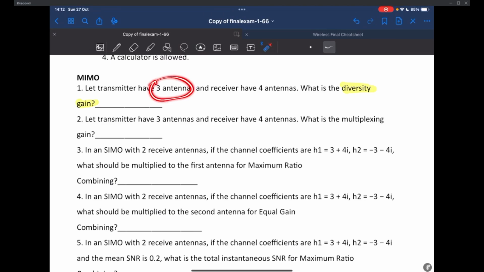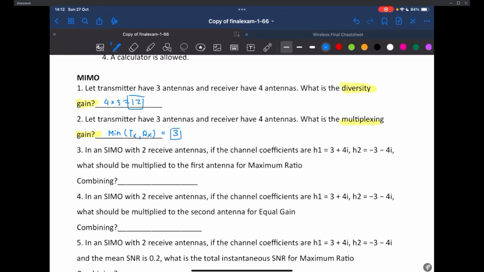So there's 3 transmitters, 4 receivers. So it's 4 times 3, equal to 12 for the first one. Second one is multiplexing gain. If you look at the cheat sheet, it is finding the minimum of the TX and RX, so the receiver and the transmitter. So it's finding the minimum between 3 and 4. So the minimum is 3.